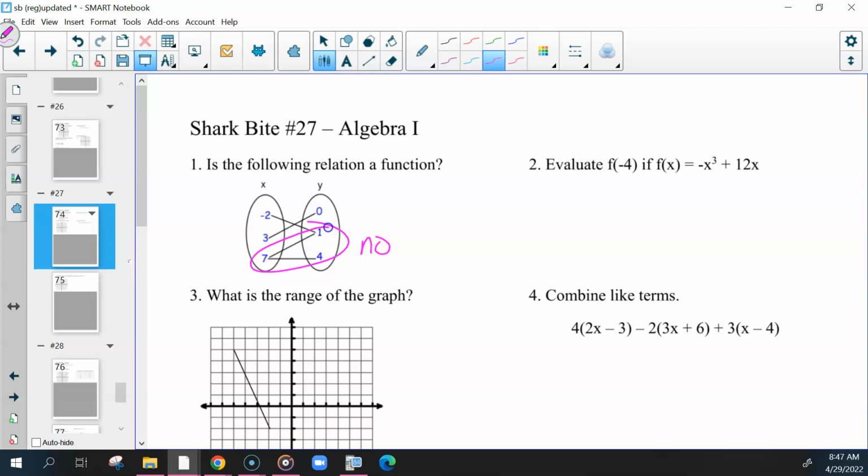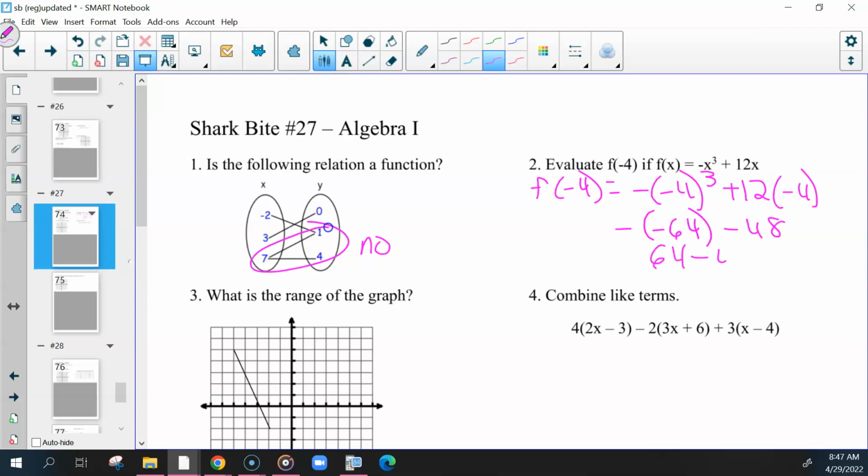For number 2, you needed to evaluate this. Put -4 in for all of your x's. This would become a -64, but there was a negative on the outside already. So this would become +64 minus 48. So 16.